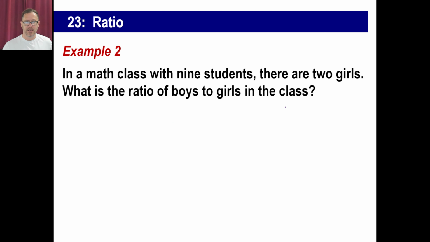All right. Another example. In a math class with 9 students, there are 2 girls. What's the ratio of boys to girls in the class? You don't have to write this down. I'll just do it. So boys to girls, that's what you're looking for, right? You tell me how many boys are there, obviously. 7, right? So there's 7 boys to 2 girls. And there you go. That's the ratio. That's all there is to it, ratios.